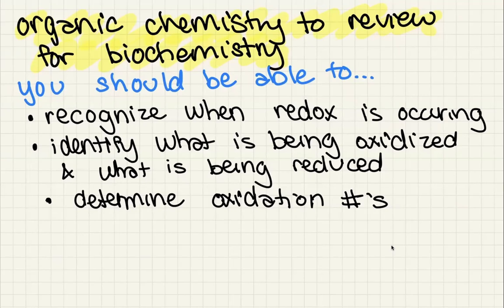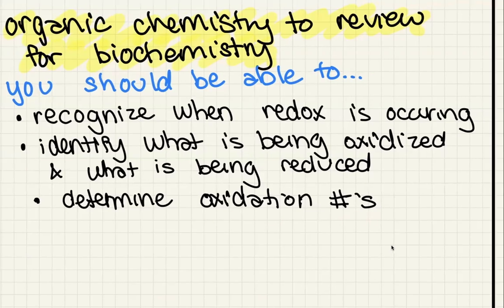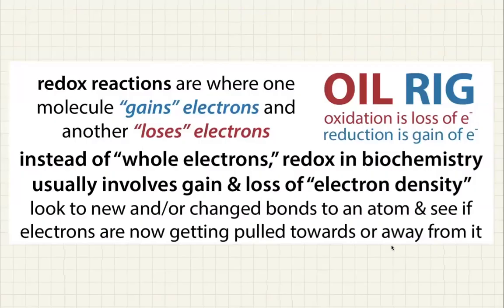In terms of redox, you should be able to recognize when it's occurring, identify in those cases what is being oxidized and what is being reduced. Remember, for each thing that's oxidized, something else has to be reduced, and determine the oxidation numbers. A quick review of redox, and then we'll look at some examples.